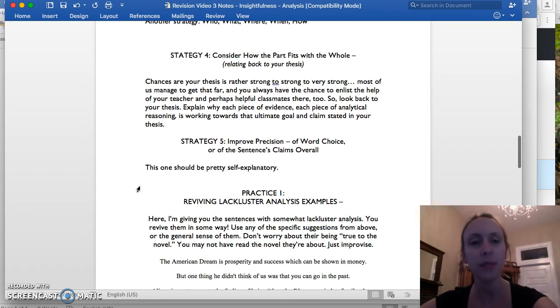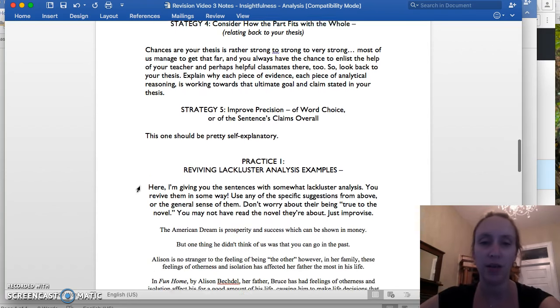Fifth strategy, improve precision of word choice or the sentence's claims overall. So 2 different ways to be more precise. Precise in word choice, easy enough. Precise in the sentence's claim, so just to become less vague, to make what the sentence is saying just like sharper. Often that will involve improving word precision too, but yes, they're slightly different and related.